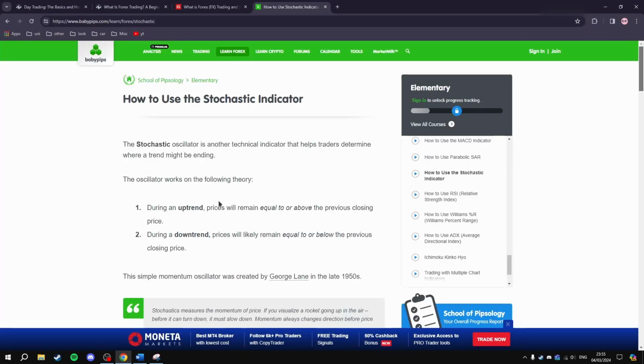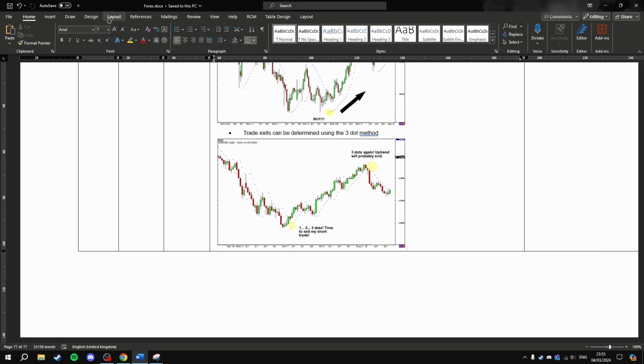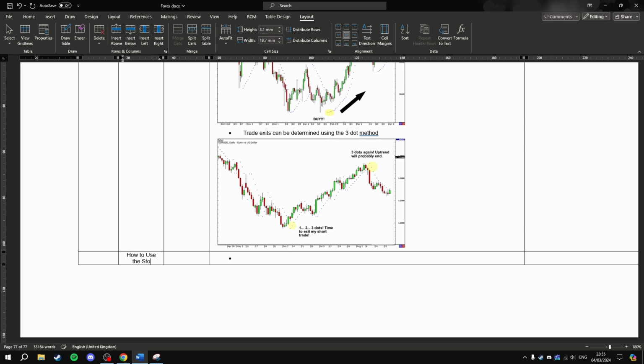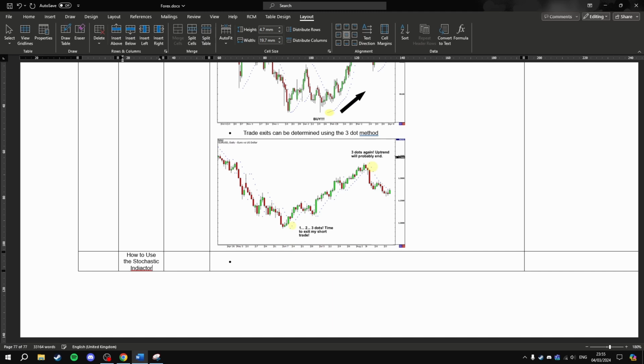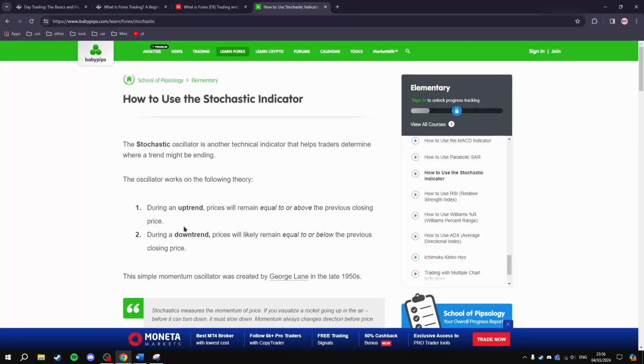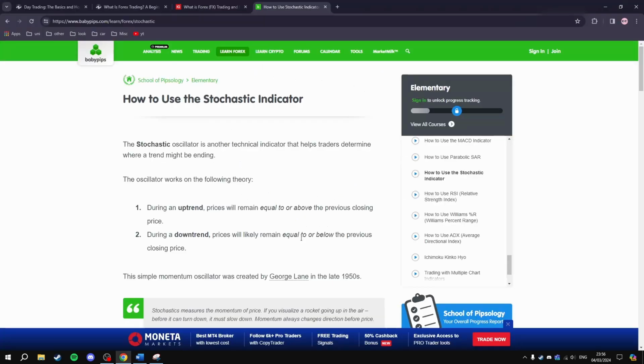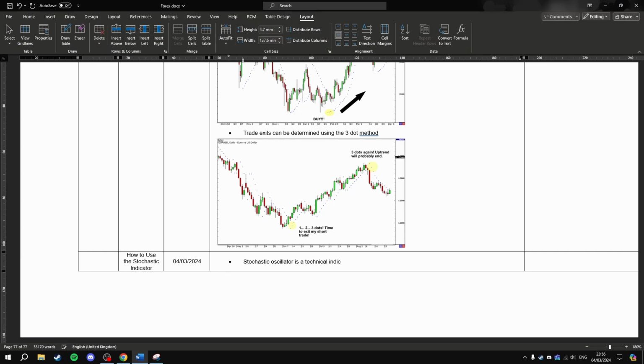Anyways, how to use the stochastic indicator. The stochastic oscillator is another technical indicator that helps traders determine where a trend might be ending.